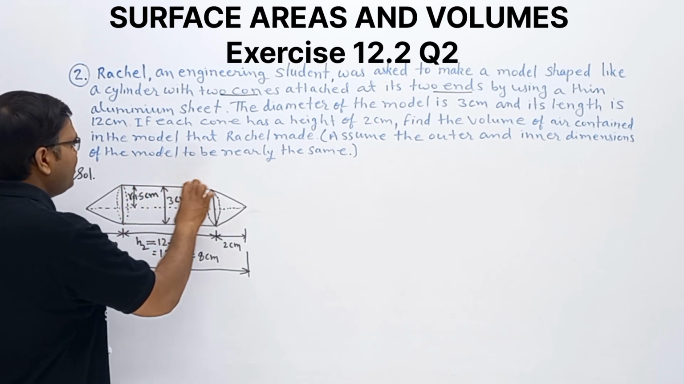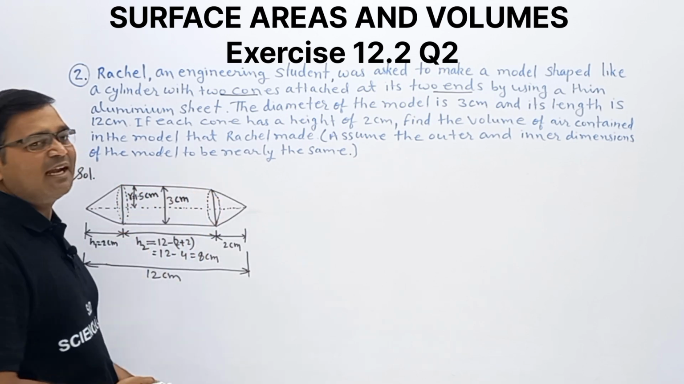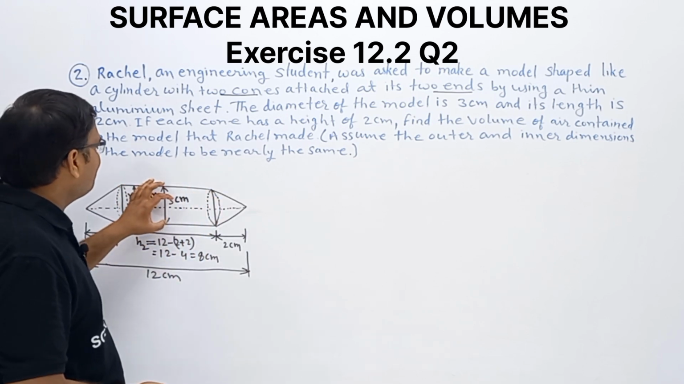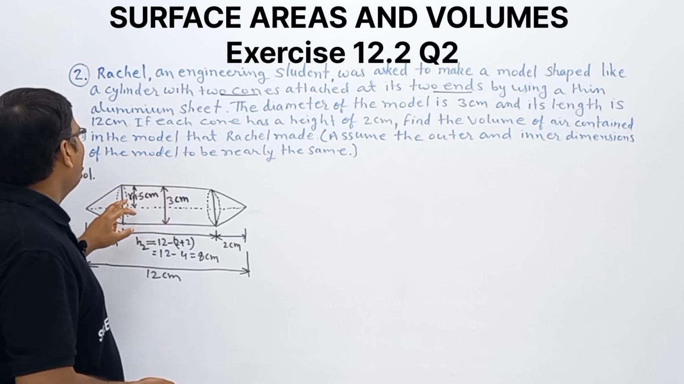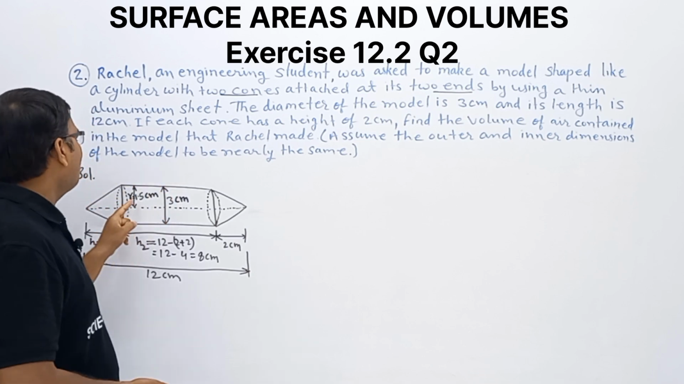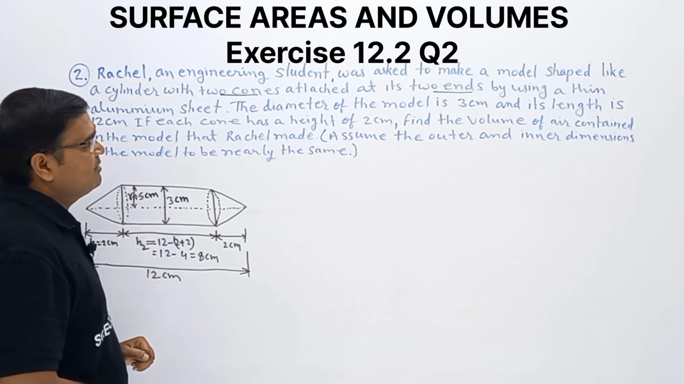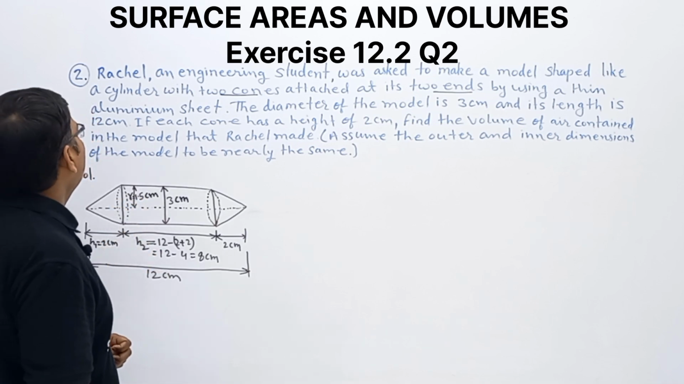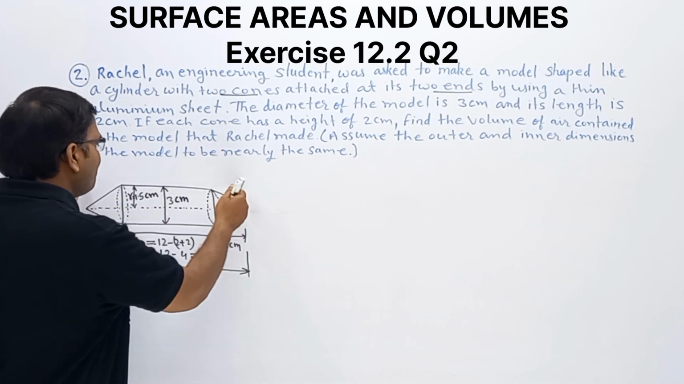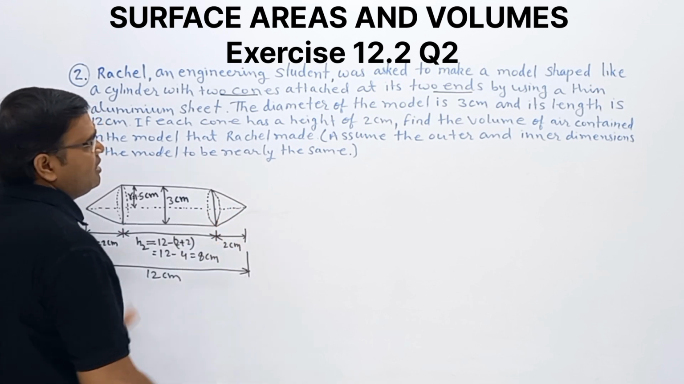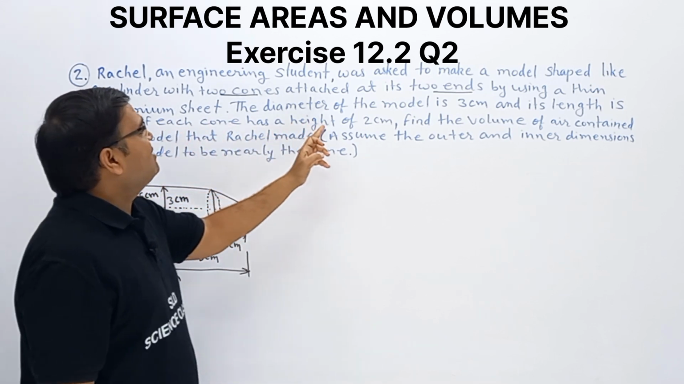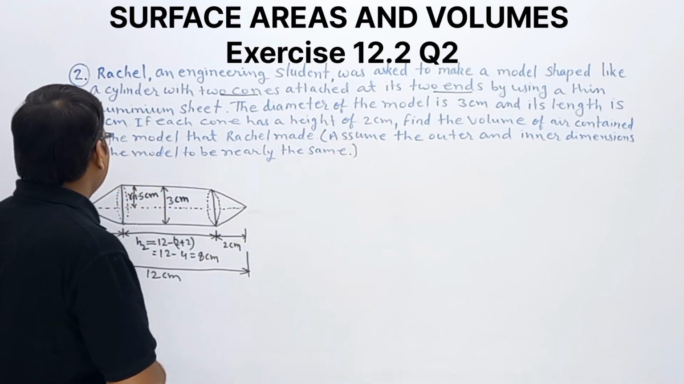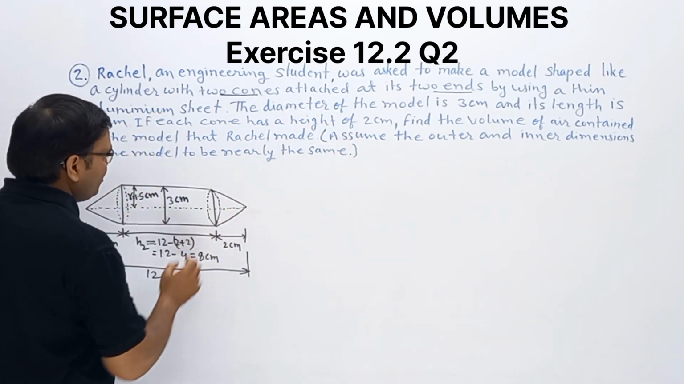The diameter of the model is 3 centimeter. It means its half will be the radius, and the radius will be 1.5 centimeter. Clear? And its length is 12 centimeter. The length of this model is 12 centimeter. Clear?